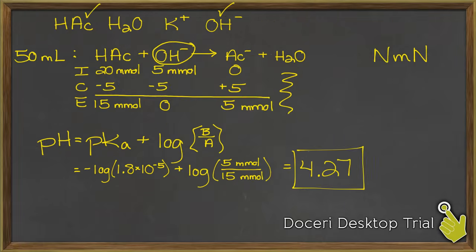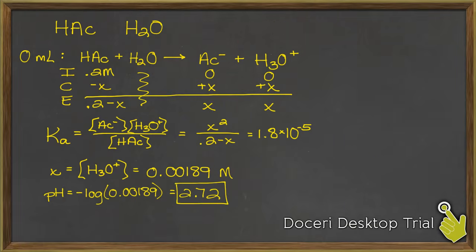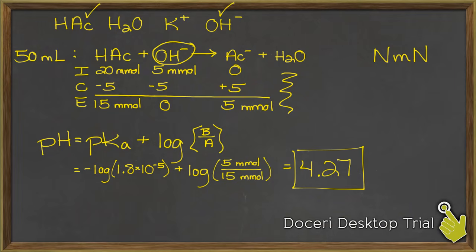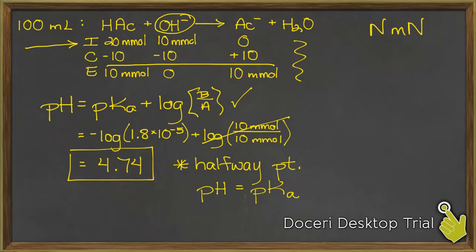So guys, let's go back and just look at what we've done. This was before we had added any base at all. So this is like our starting point. Then we started adding a little bit more base, and we ended up with a buffer. We added a little bit more, still ended up with a buffer, but a very specific place. This was called the halfway point, halfway to the equivalence point.